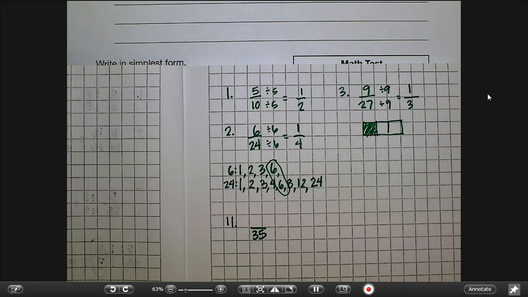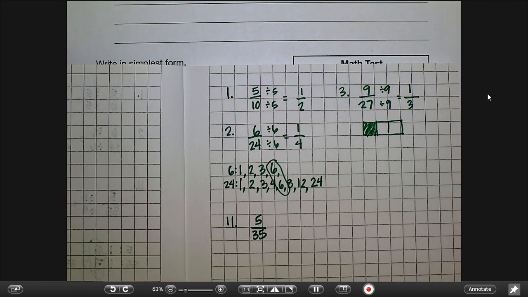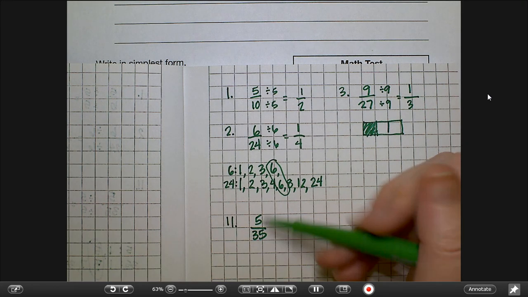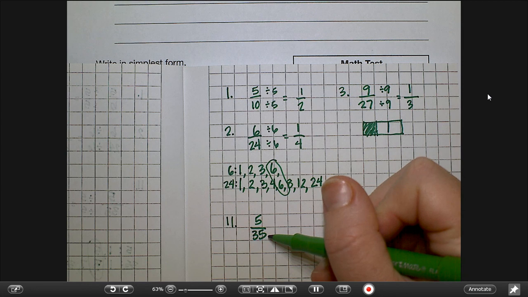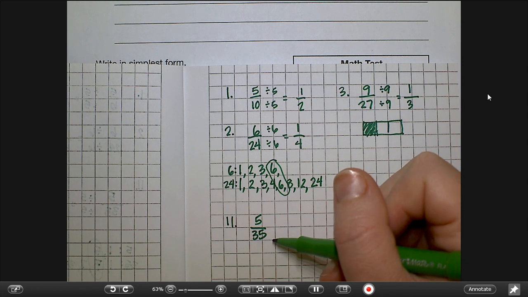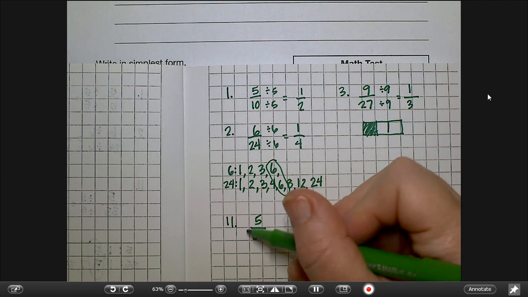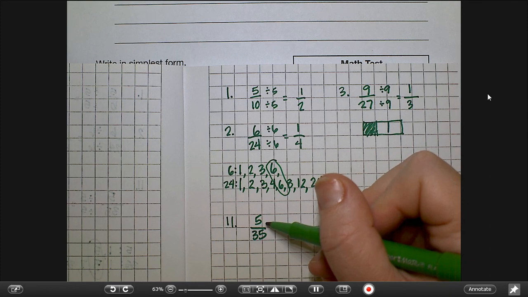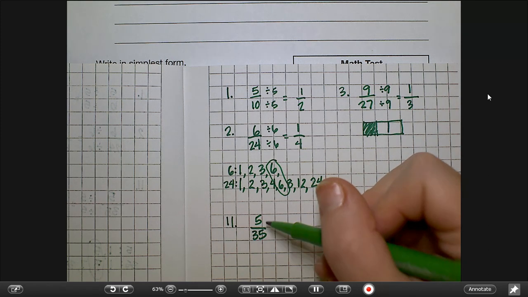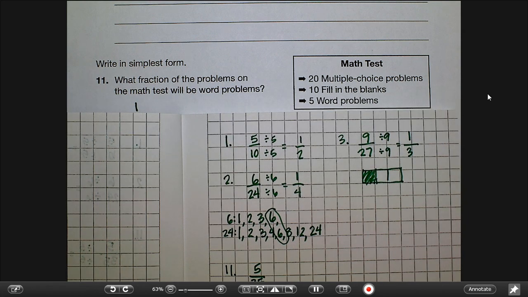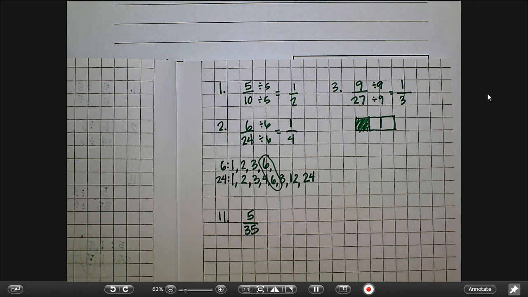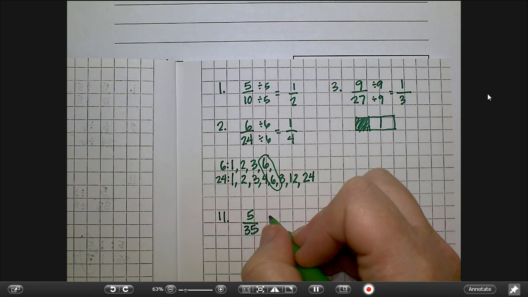Okay. So how did I know which number to write in the denominator and which number to write in the numerator? Well, the denominator is the total pieces that make a whole. If I had 35 35ths, that would be the whole test, right? So the denominator tells what is the total number of pieces that make up the whole thing. Now the numerator tells me how many pieces do I have. So specifically here, how many pieces do I have that are word problems? So 5 35ths.